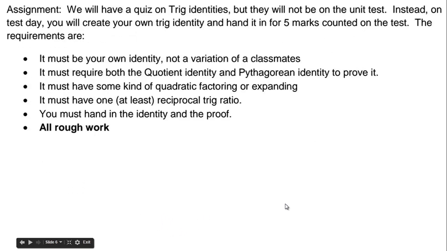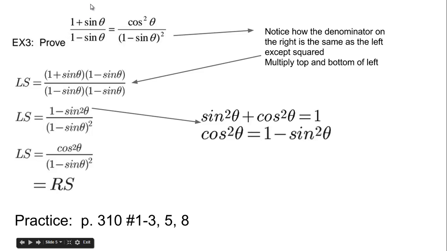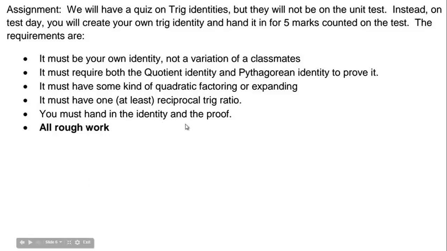Now you can look at the assignment here. This will be handed in on test day. I'm requiring you to actually make your own trig identity, and the best strategy to do that is to start with a top and do a whole bunch of things to it, and the other side will be your other side, or the bottom will be your other side, and the work you did will be your proof. We just have to make sure that you understand the equivalence to be able to hit all of these criteria.